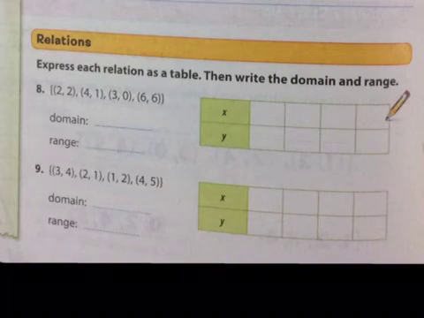Okay, continuing on with the relations. Express each relation as a table. Then write the domain and range. Okay, here we have our relation. Now let's simply take all the x values, all the x coordinates, and list them on the x chart. And take all the y coordinates and go ahead and list them on the y. And then just simply write down again all the x's in the domain and all the y's in the range. And do the same for number 9. So you have 2 practices.